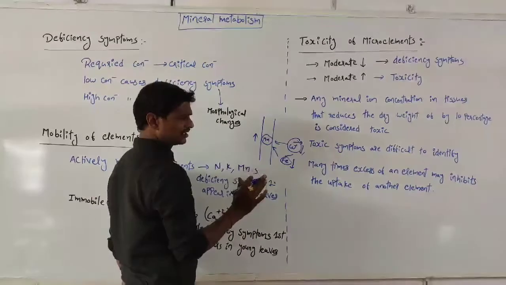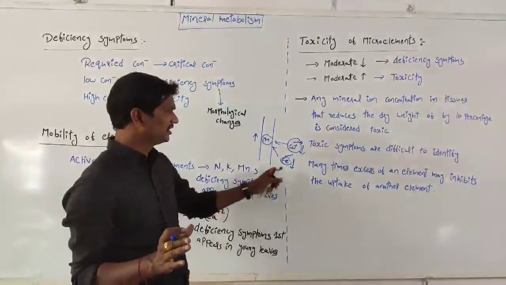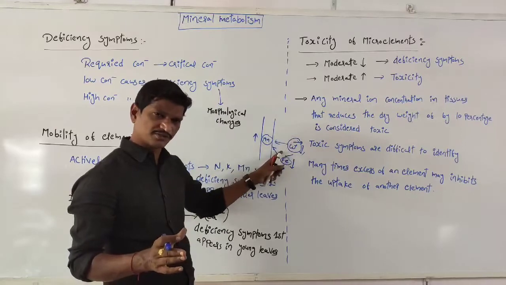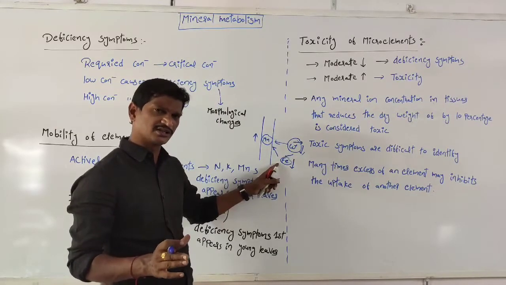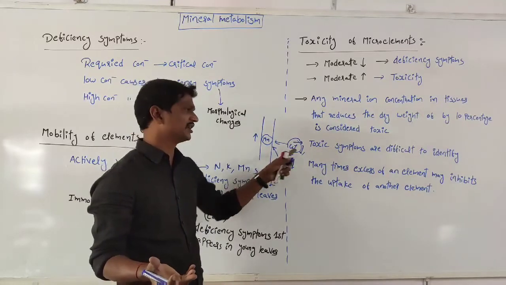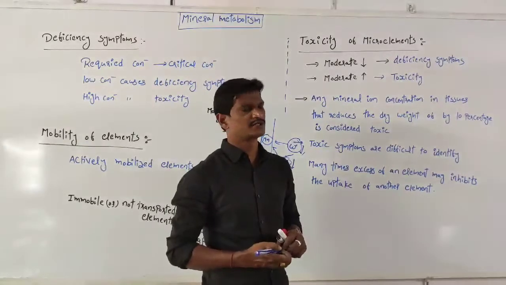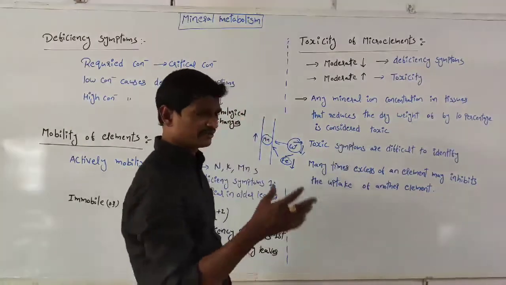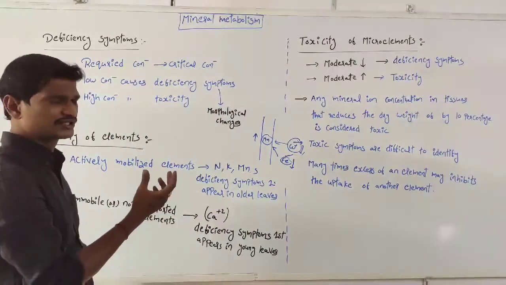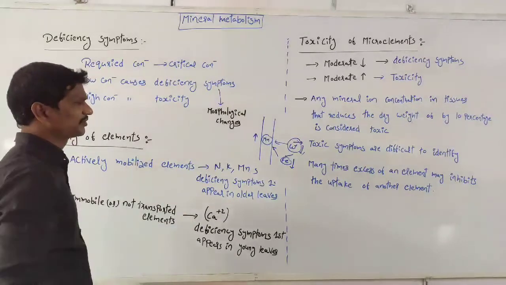So what I am trying to tell here is that toxic symptoms are very difficult to identify, because here this one is high concentration, and all these low concentration minerals' deficiency symptoms also appear within the plants. That's the reason why toxic symptoms are difficult to identify. Next one, I would like to give one example here: manganese, how the manganese high concentration affects the remaining metals' metabolism. I'll explain now.